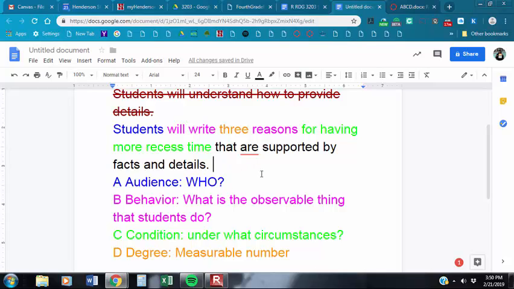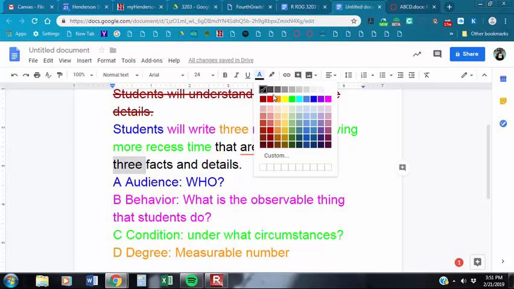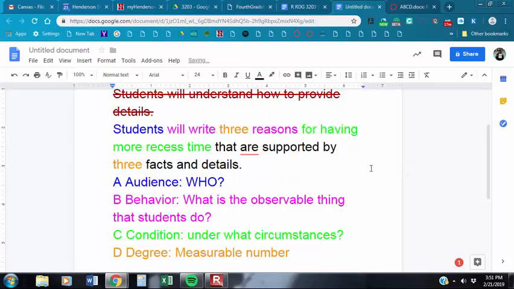You could add a second degree if you're really feeling crazy. You could have 3 again. Depends on what your lesson is. Maybe you are teaching them that they need to have supporting detail. Well, that is part of the lesson. So again, make it measurable.